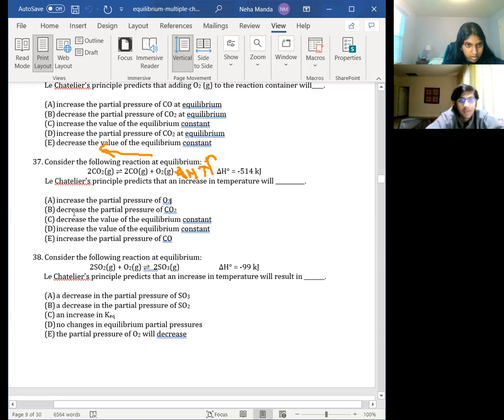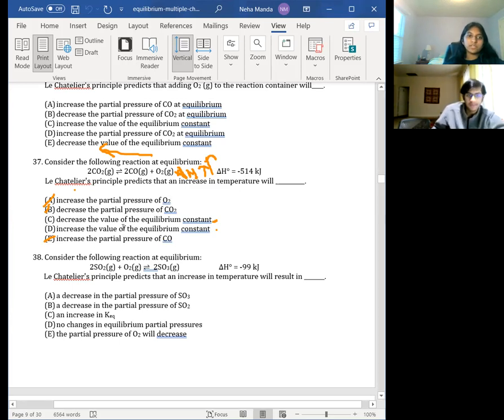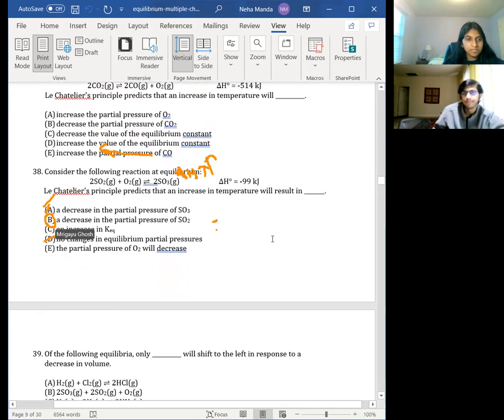Oh, sorry, not B. No, wait, not A. My bad. No, it's okay. I read it wrong too. A's wrong. B's wrong. Wait, how can they all be wrong? This is weird. Decrease the value of the equilibrium constant. I think it's either C or D. Increase the partial pressure of CO. So if it goes to the left, then that would decrease the value, right? Yeah, I would think C. Because we have more reactants, so C is correct. Good.